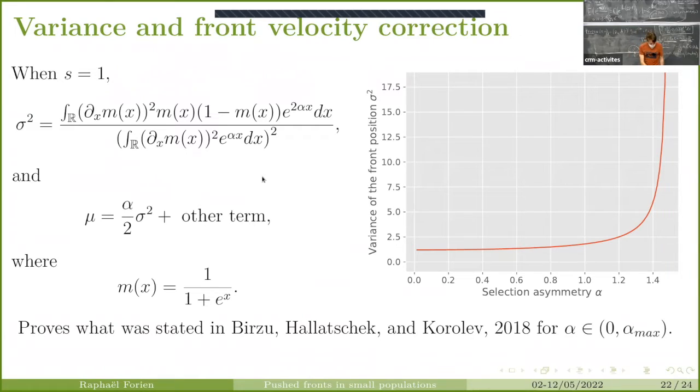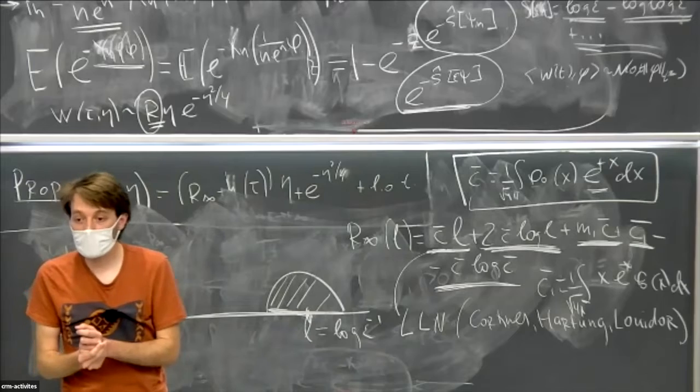And they said, well, so up to 3/2, it's pushed fronts, what they call fully pushed fronts. And it should always have this behavior of a variance of order epsilon and a correction to the wave speed of order epsilon. Between 3/2 and 2, it's a different behavior, and it's what they call semi-pushed fronts. And they argued that the variance should scale like some power of epsilon.